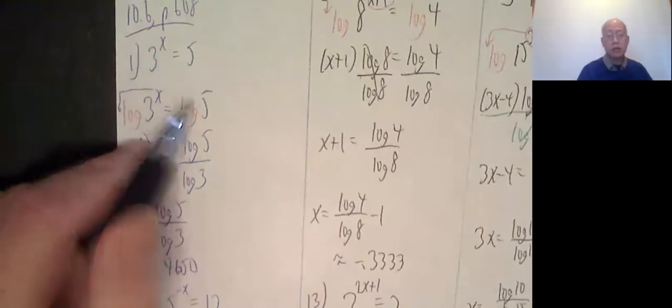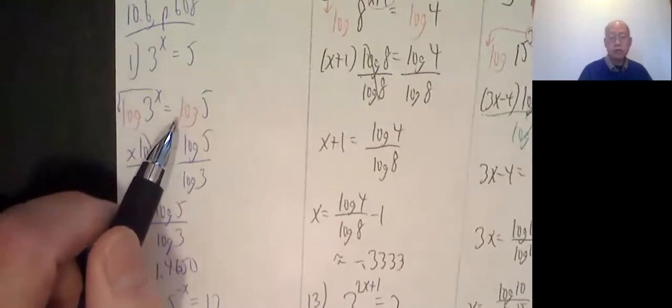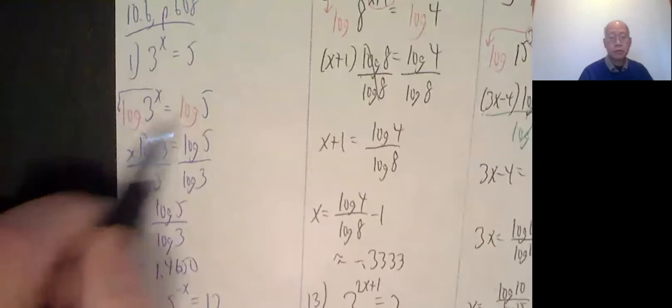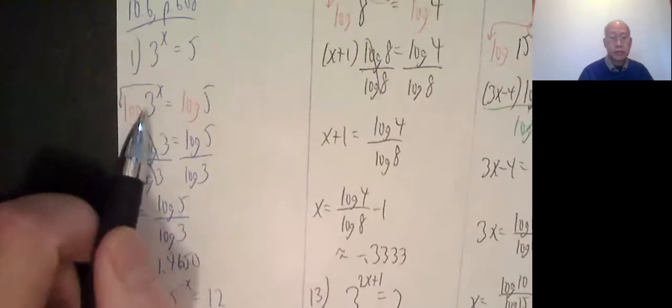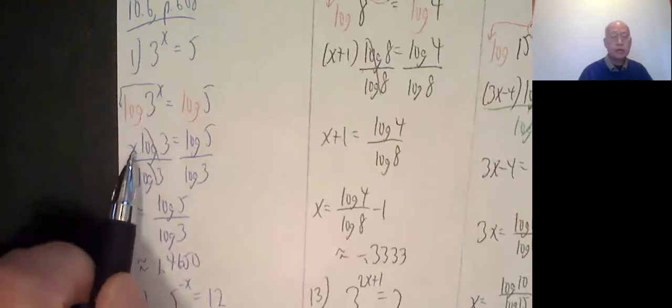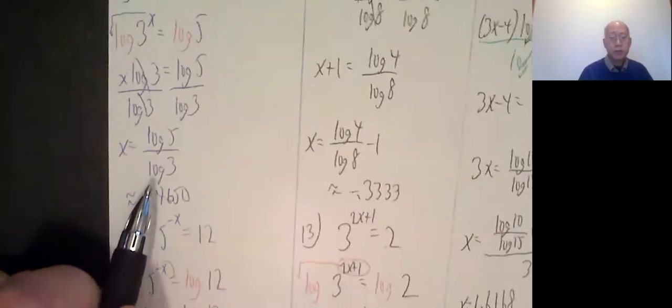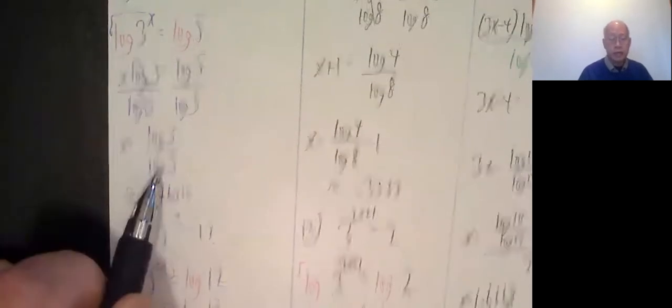So the trick is to take the log of both sides, put log. You could also do natural log, but we'll do log for now. The reason why you want to do that is because now when you have a log, this x gets to come in front. So it's x log 3 equals log 5. Divide both sides by log 3. So x is log 5 over log 3. Okay, and then you can punch this in your calculator.